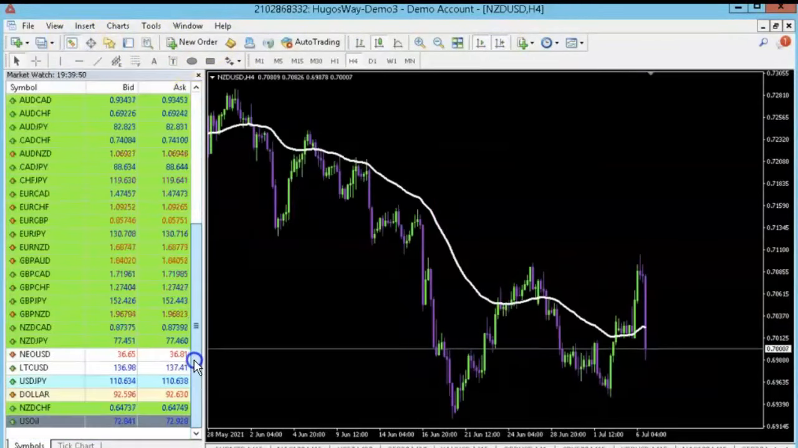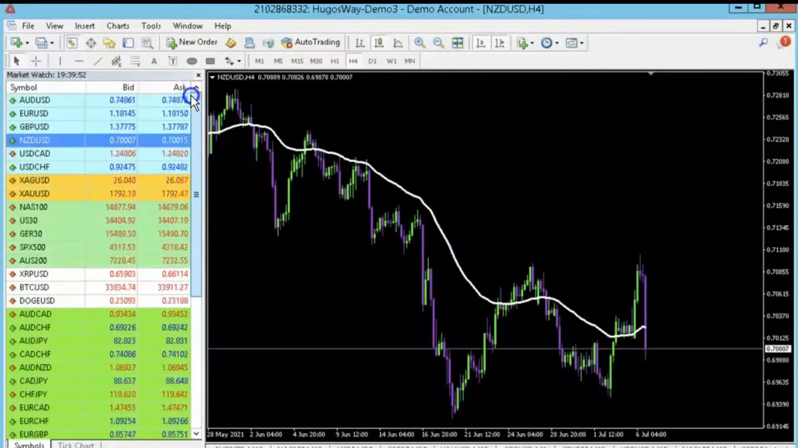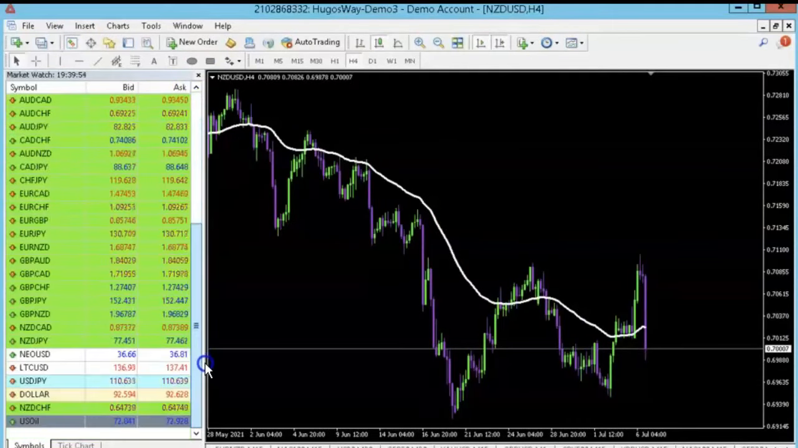This is the most pairs that I have on pretty much any platform. And the only reason I have this many pairs on a single platform is because this is the platform I teach on. You don't need this many pairs. This many pairs means that for every single instrument you have over here to the left, MT4 has to get the data second by second, tick by tick for that pair.